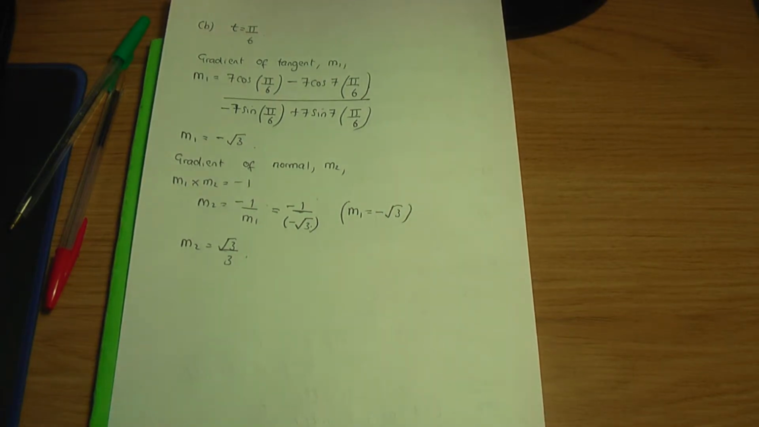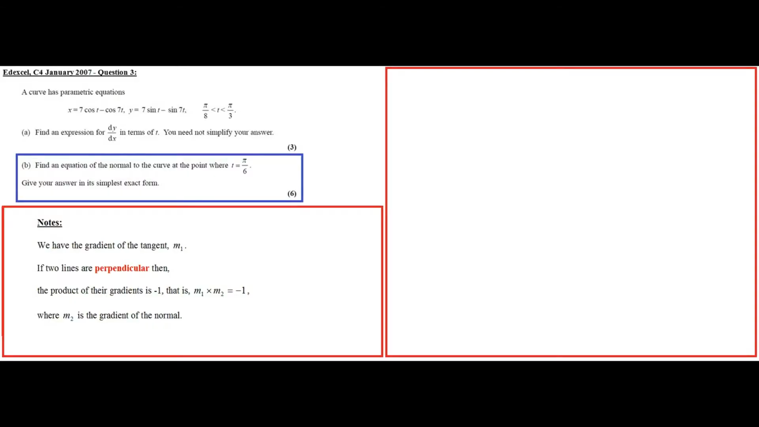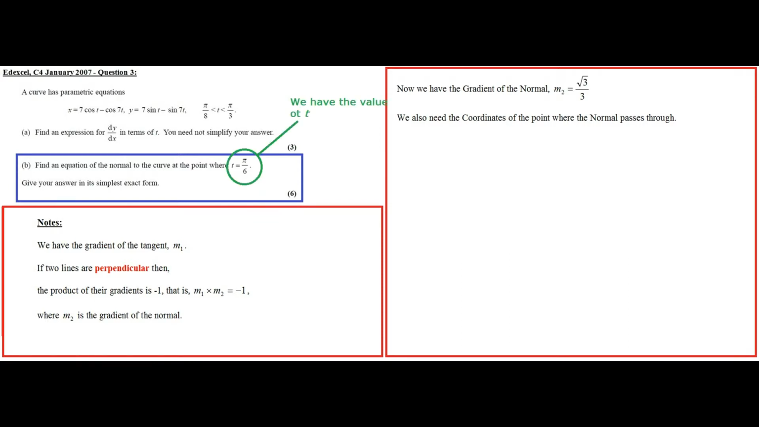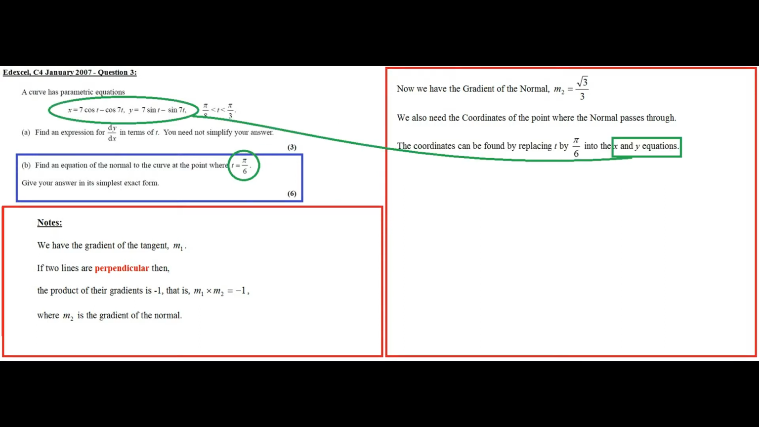Now, what else do we need? So let's go back to the question. We have the gradient of the normal. Now, we also need the coordinates of the point. We have the value of t. The value of t given in the question is pi over 6. And if we insert that value into the equations for x and y, we can work out the coordinates x and y, and this is vital to work out the equation of the normal. So let's do that. Let's work out these coordinates. Back to the paper and pen.